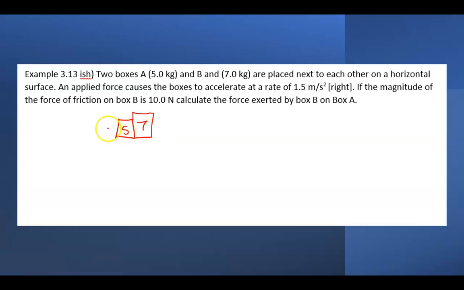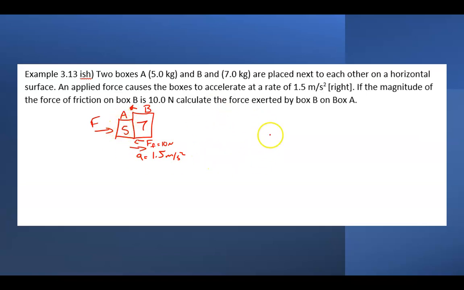A force is being applied to them that causes the boxes to accelerate to the right. So we've got a force going this way, accelerating these 1.5 meters per second squared. All right, what we want to know, if box B, which we know is this one, has a force of friction of 10 newtons, what is the force exerted by box B onto box A? So this being BA, meaning what force is holding this one back?